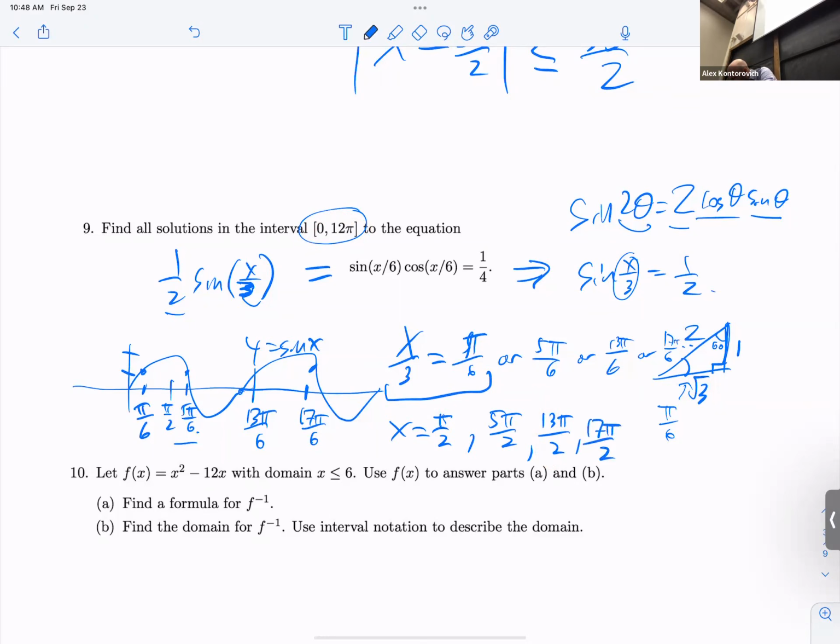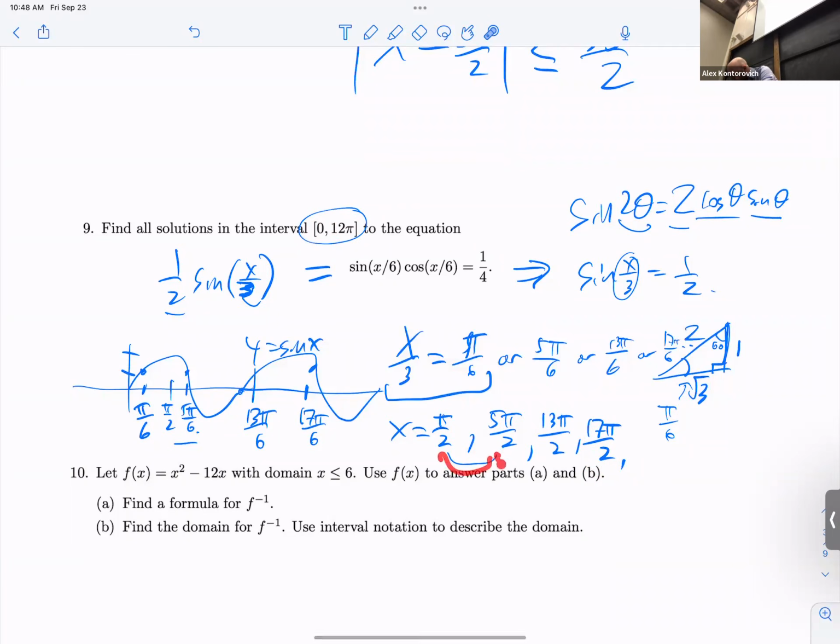17 pi over 2. How many are there going to be? 17 pi over 2 is getting kind of close to 12 pi. 12 pi is 24 pi over 2. I think I just have one more. Or is that the last one already? Let's see, I'm jumping by... Yeah, I think I have 22 pi over 2 left.